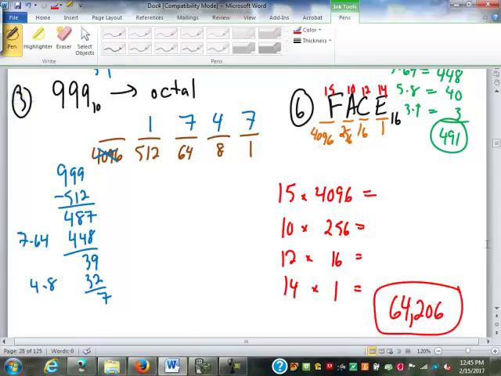Does that make any sense at all? Okay. Converting from the base back into base 10 is a little bit easier to do.